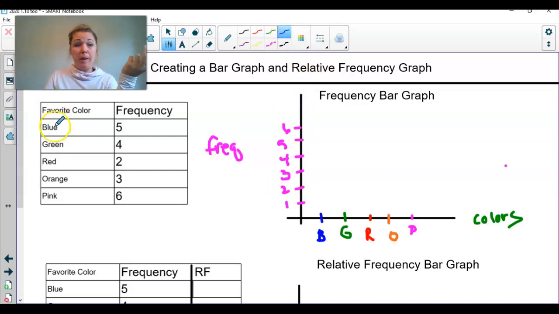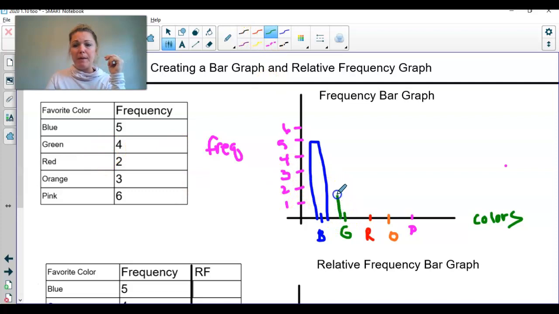Okay, now I'm going to look at blue and I'm going to see that 5 people like blue. So I go up to 5, over and down. As neat as I can. Now I'm using my mouse, so not as neat, but that's okay. I'm doing my best. Green, there are 4 people.